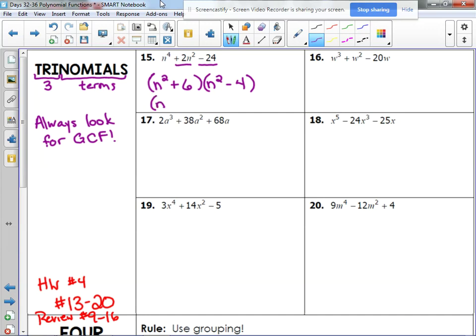N squared plus 6 does not. It's a plus. If it's a plus, your only option is a perfect cube. 6 is not a perfect cube. 2 is not divisible by 3. N squared minus 4 is the difference of perfect squares. N plus 2 times n minus 2. That is factored completely.